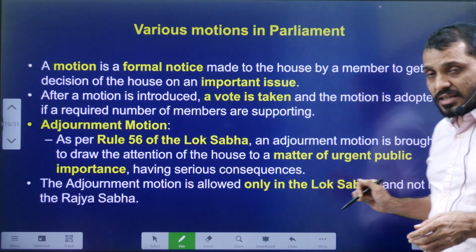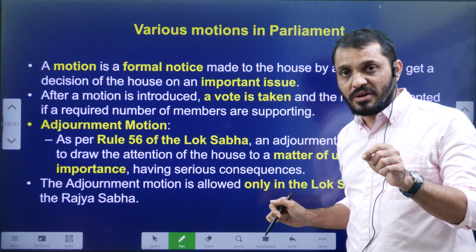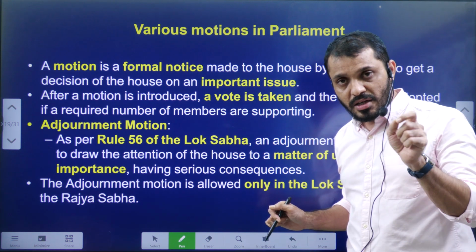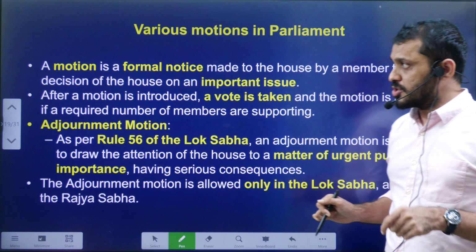And in 2018, the present Narendra Modi government faced a no confidence motion. That was the last time. Now they are facing a no confidence motion again.